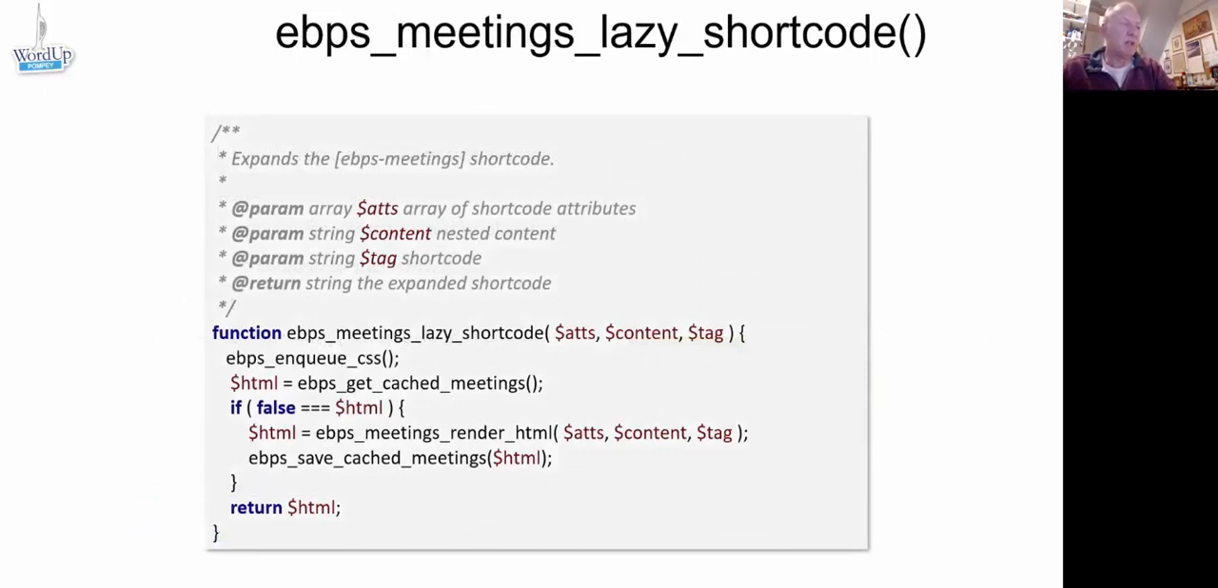So we'll move on to this lazy implementation of the shortcode. The first thing we want to do is to enqueue the CSS that we're going to use to style the HTML output that's generated. And we'll look at that later maybe. Then the next thing we're going to do is say, right, have I already saved the output that I'm supposed to be displaying here? It'll use this function called ebps_get_cache_meetings. And if that returns some HTML, then that's okay. That's all we need to return. If not, we're going to have to generate this HTML by calling ebps_meetings_render_html and then save that to cache it. So we have some functions to run.